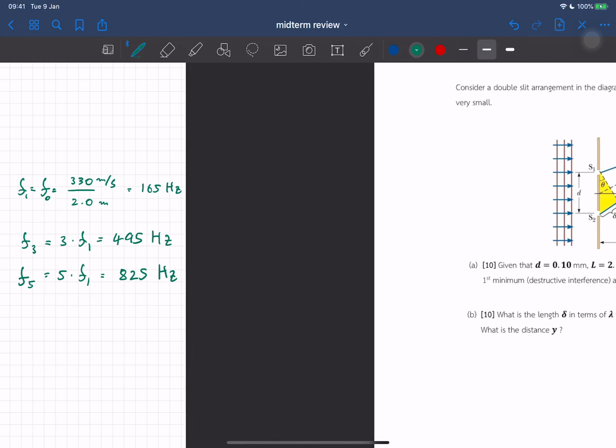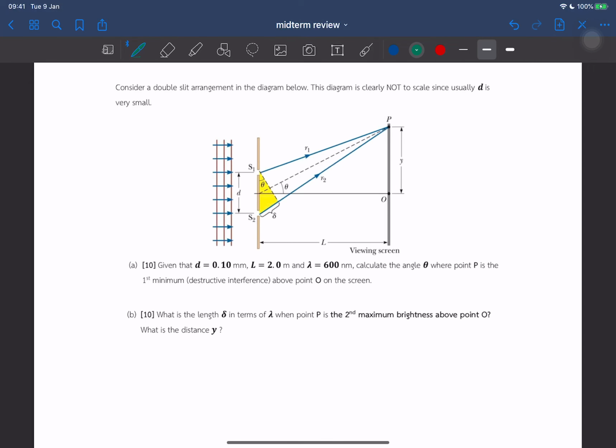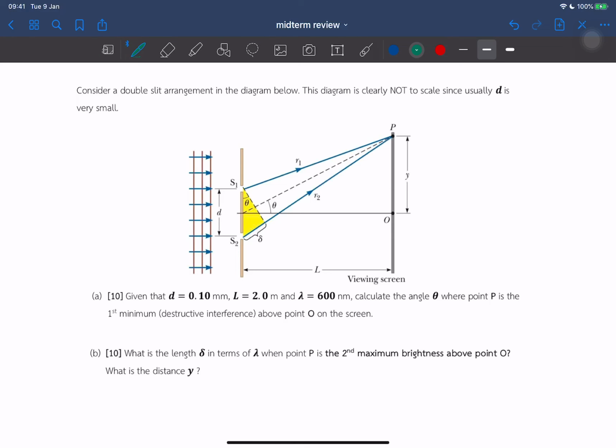All right, let's look at the next question. This is one of the questions that we had for the last semester midterm. It's about the interference of light waves. Okay, so I'll give you a few minutes.